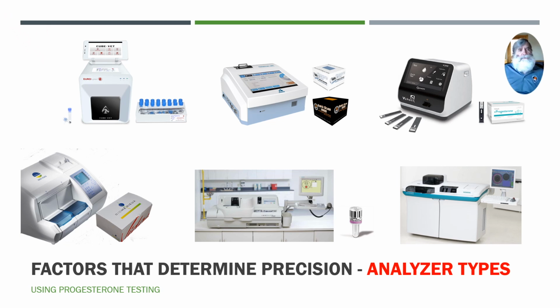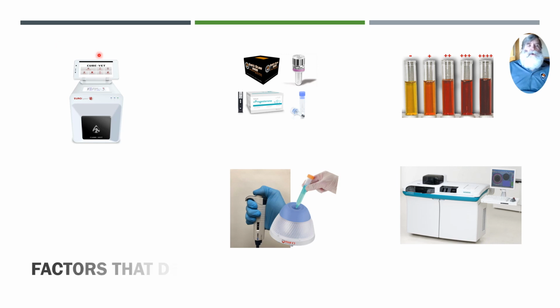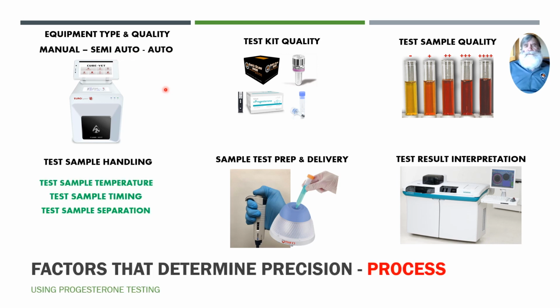Let's move to the next one, and I think you'll see that when you accumulate all these, it can make quite a difference. Okay, we're going to give a quick overview again of the things that contribute to precision. The first we talked about already, the level of analyzer you're using. Is it manual, semi-automatic, automatic? Is it clinical or not? The test kit quality has a lot to do with it. When you get up into the clinical level analyzers, the test kits cost a lot more and they are a bit more precise.